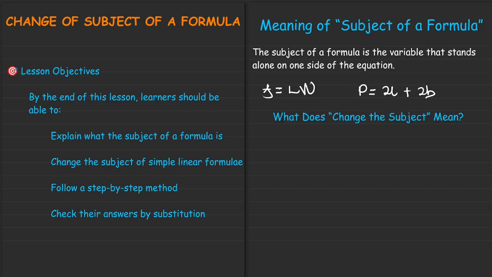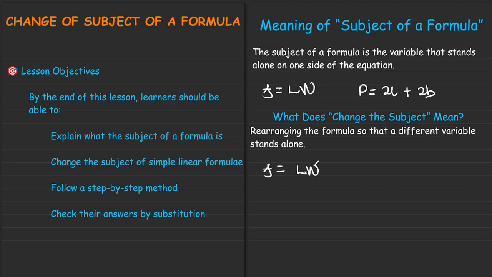Now, if we know what it means to say a variable is the subject of a formula, what then does it mean to change the subject of the formula? Changing subject simply means you are rearranging the formula so that a different variable will stand alone. For instance, if I take A equals L times W, and I want to rearrange it so that L stands alone, but not A or W, if you go through the process, you are going to get L equals A over W.